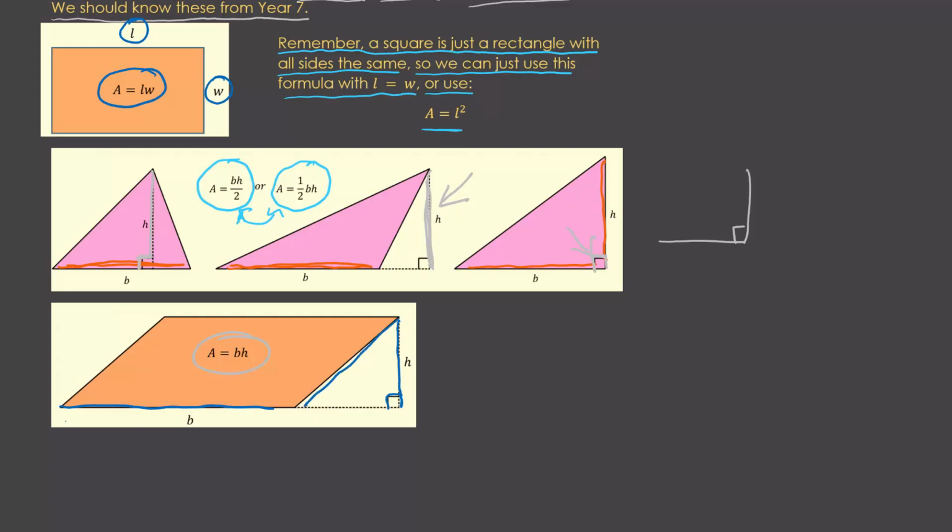You'll notice with the triangular formula that it's base times height divided by 2. And of course, that's the case because if we draw in a diagonal on the parallelogram, it just splits into 2 triangles. Therefore, a triangle is half of a parallelogram.